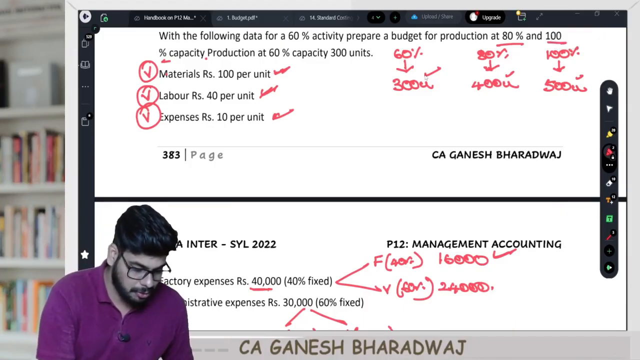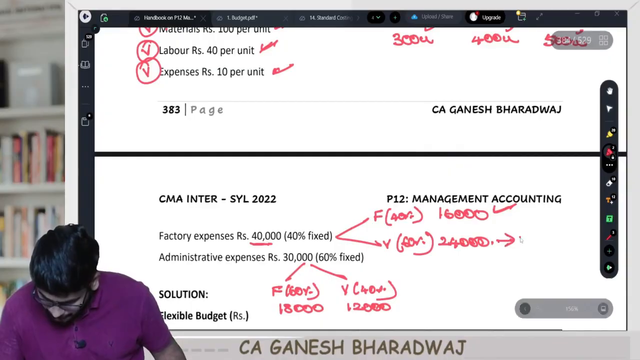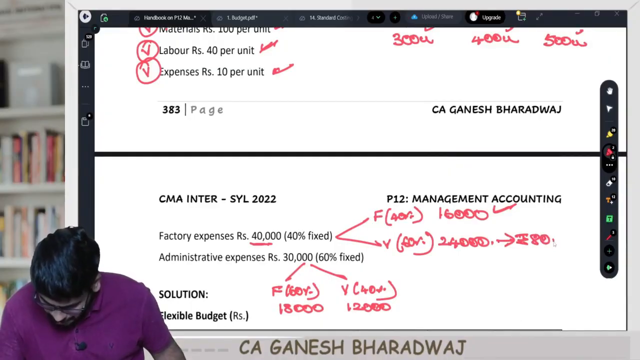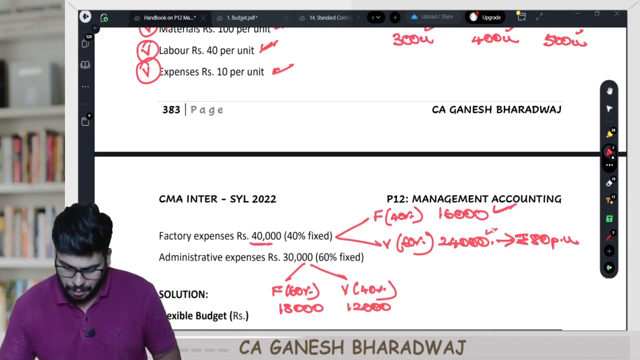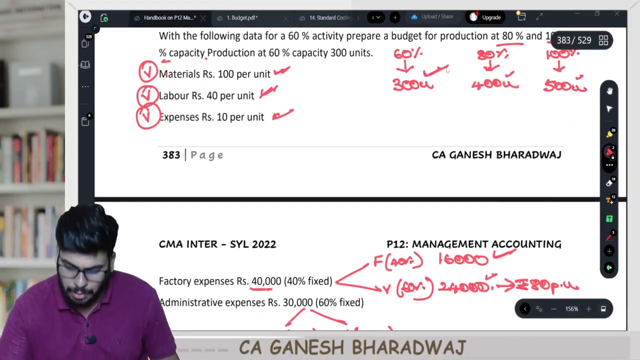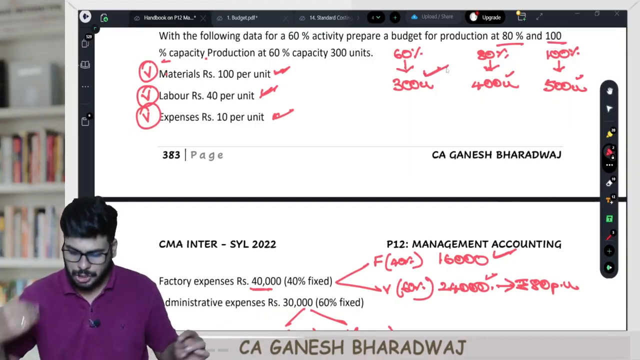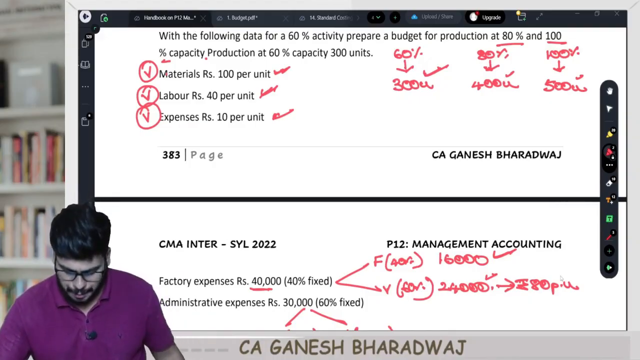So 24,000 divided by 300, how much is it? I can say this is nothing but rupees 80 per unit. We have calculated this also, rupees 80 per unit, correct? This 24,000 rupees of variable factory expenses pertains to an output level of 300 units. So divided, you will get what? 80 rupees per unit. So the variable factory expenses are 80 rupees per unit.